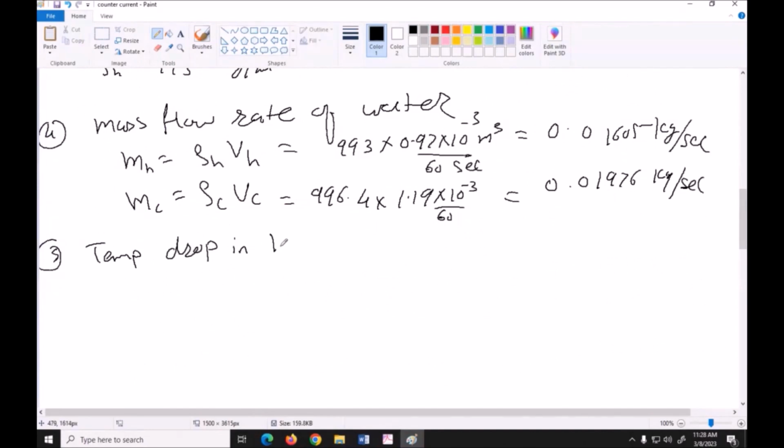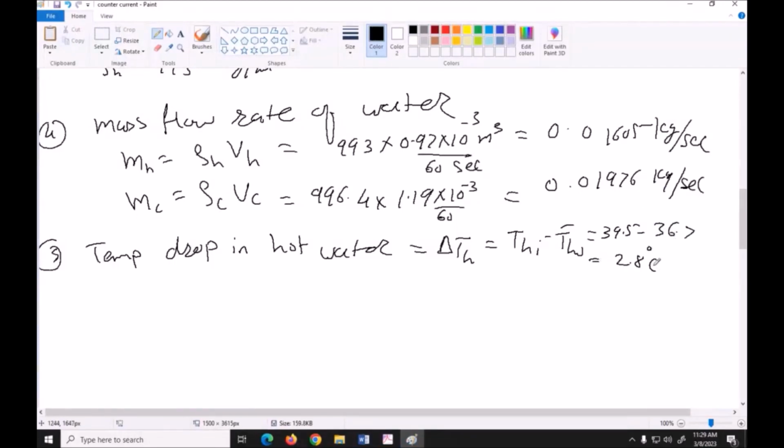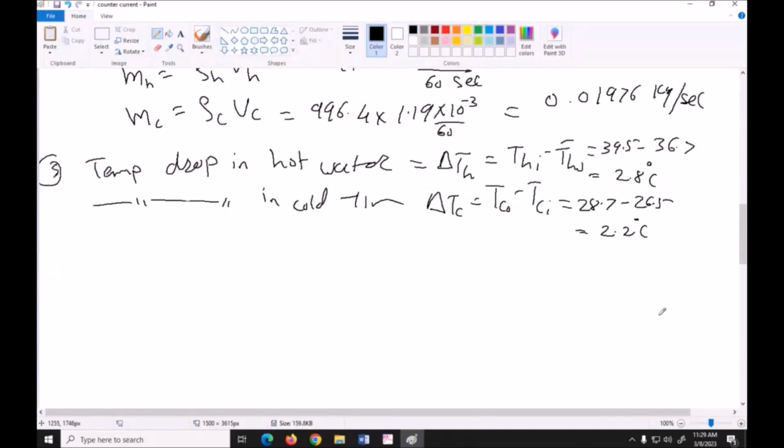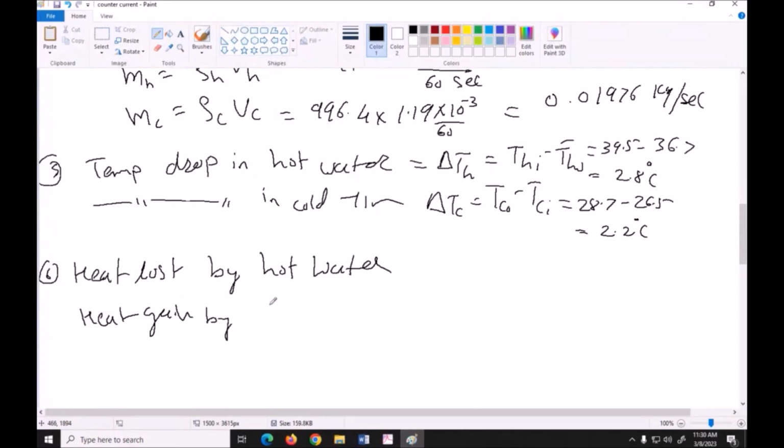Temperature drop in hot water. At cold water, no need. Delta TH is equal to THI minus THO, 39.5 minus 36.7, 2.8 degrees centigrade. And temperature drop in cold water, delta TC is equal to TCO minus TCI; anyone we can choose. Number 6, heat loss by hot water or heat gain by cold water.